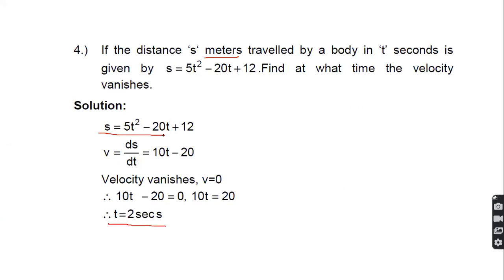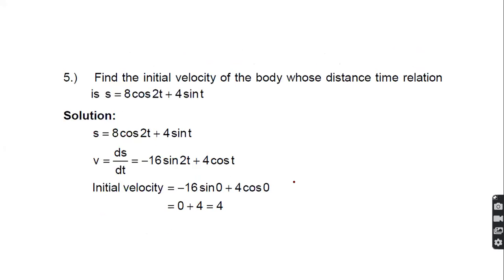See that s is given as 5t square minus 20t plus 12, and then velocity is ds by dt, 10t minus 20. But the velocity vanishes means v equal to 0. Substitute v equal to 0 here: 10t minus 20. So t equal to 2 seconds. So we have to read the problem carefully, whether they are asking the velocity or acceleration or initial velocity, initial acceleration, or what is the time t for velocity to vanish. These are all very simple MCQ questions.